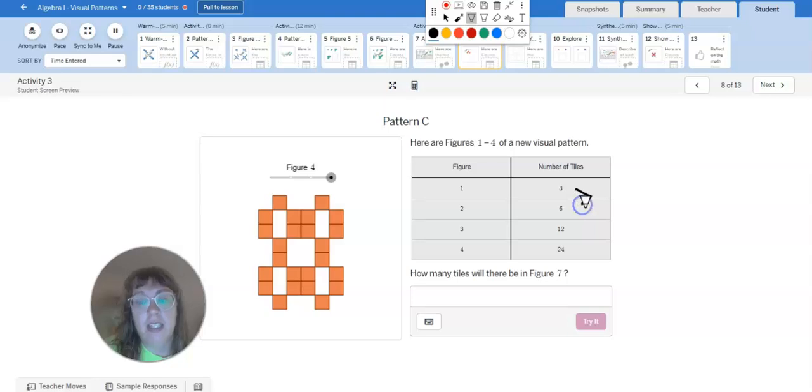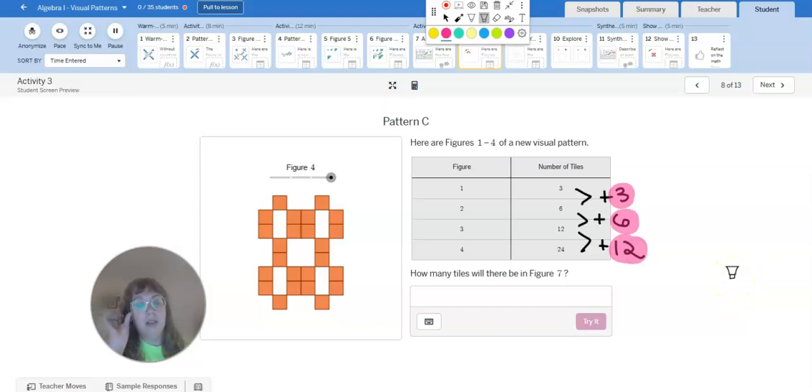So to go from 3 to 6, we're adding 3, right? And then 6 to 12, we're adding 6. 12 to 24, we're adding 12. So what do we notice about these numbers? 3, 6, 12. How are those increasing each time? We can notice that they're doubling in size, right? 3 times 2 is 6, 6 times 2 is 12. So the next one we'll add for figure 5.